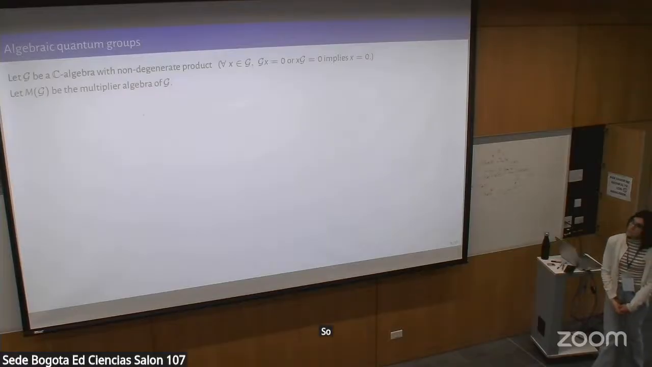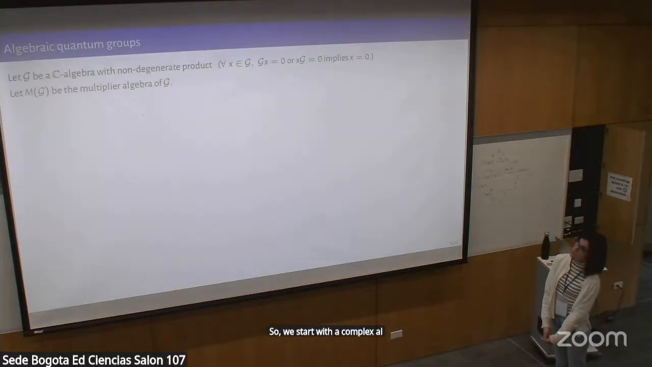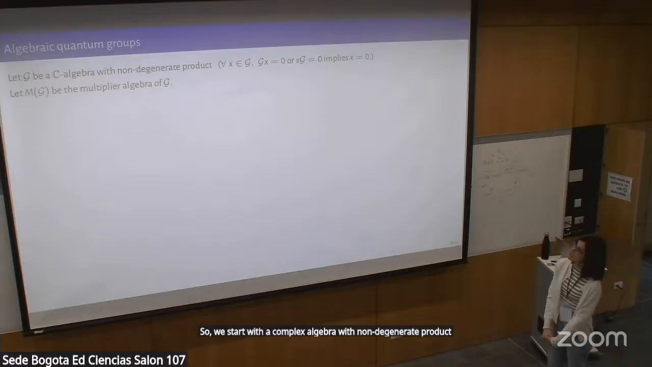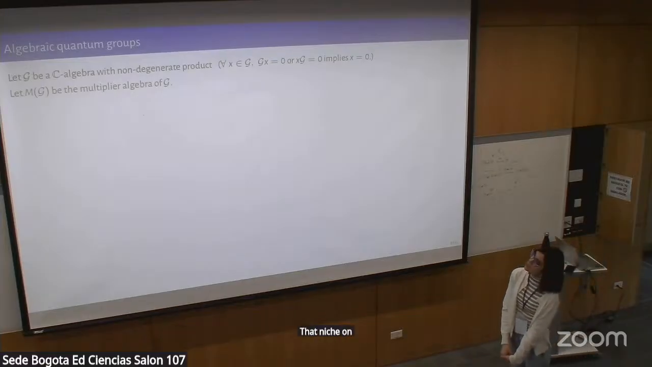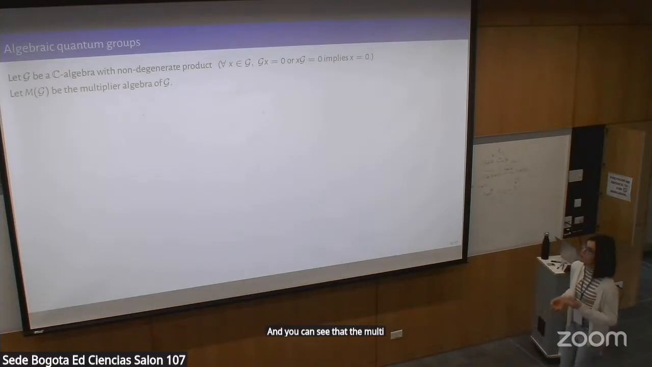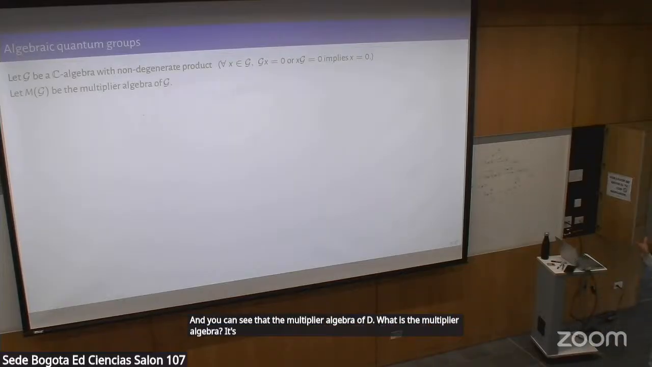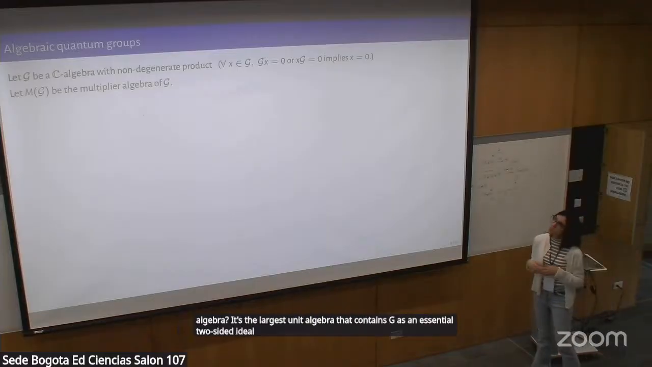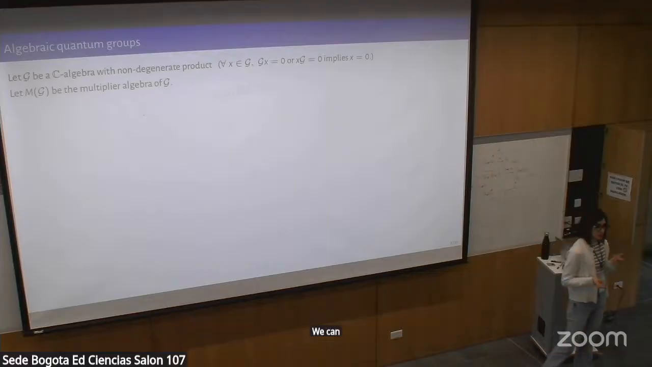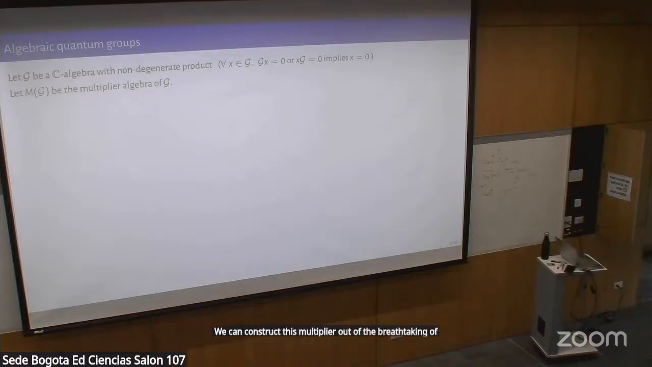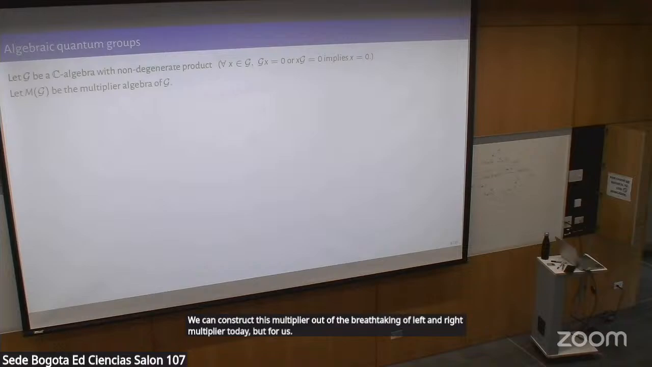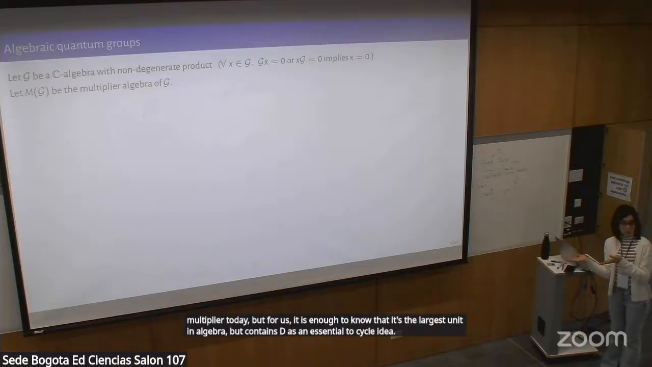So we start with a complex algebra with non-degenerate product. That means the condition above. And we consider the multiplier algebra of G. What is the multiplier algebra? It's the largest unital algebra that contains G as an essential two-sided ideal. We can construct this multiplier algebra thinking of left and right multipliers, okay? But for us, it is enough to know that it's the largest unital algebra that contains G as an essential two-sided ideal. If G already has a unit, then it coincides with G.